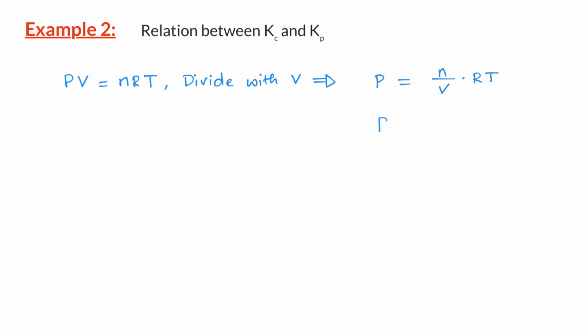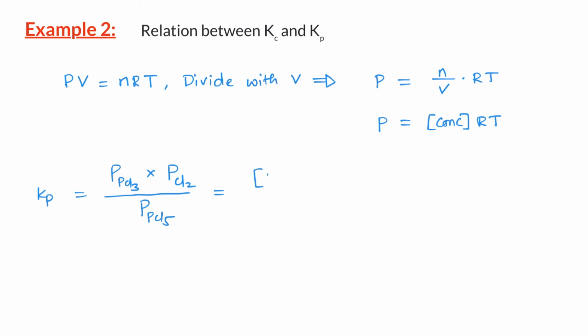And N over V can be replaced with the concentration term in the above equation. So we get pressure P is equal to concentration times RT. Let us now take the equilibrium constant expression Kp and replace each partial pressure term in the equation by concentration times RT. The equilibrium constant Kp is equal to the concentration of PCl3 times RT times the concentration of Cl2 times RT divided by the concentration of PCl5 times RT.